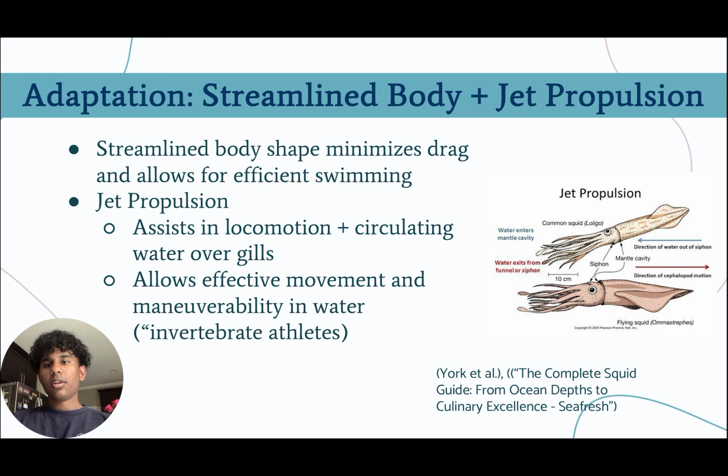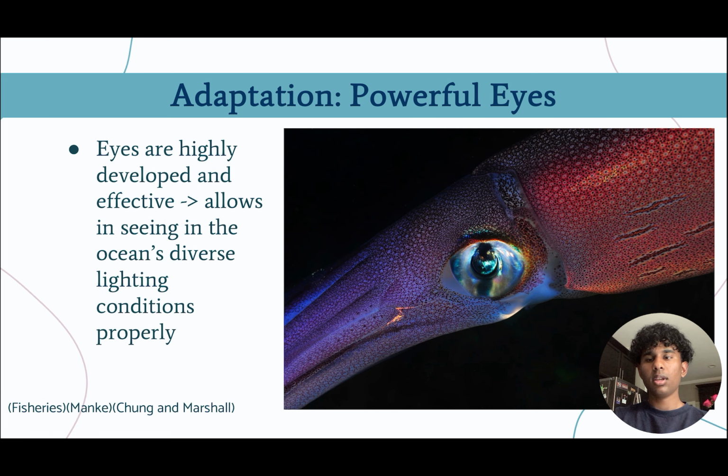The first adaptation of the squid is the streamlined body and the jet propulsion. The streamlined body shape minimizes drag and allows for efficient swimming. Regarding the jet propulsion, it assists in locomotion and circulating water over gills. It allows for effective movement and maneuverability in water, giving them the name the invertebrate athlete. The next adaptation is their powerful eyes. The squid's eye is highly developed and effective and allows them to see properly in the ocean's diverse lighting conditions.